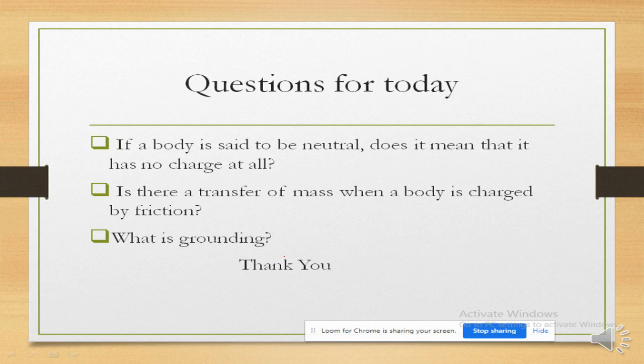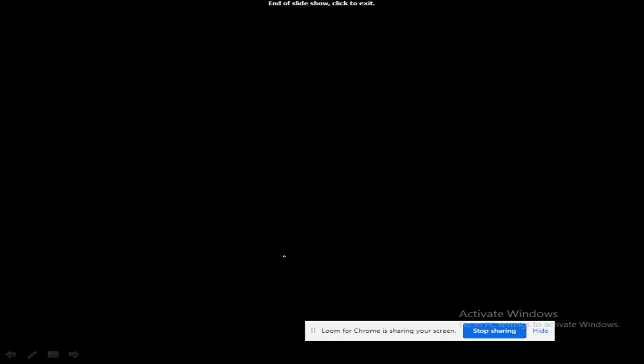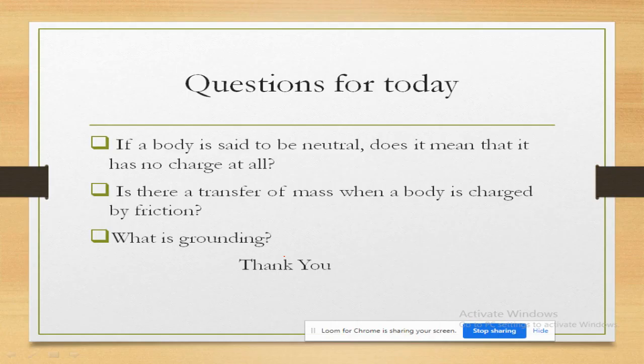Then we discussed two ways of charging a body: friction and induction. Friction is the process in which a body is charged by the transfer of electrons, and there is actual contact. But in case of induction, there is no physical contact between the two bodies. Remember this point. There is no physical contact between the two bodies while charging by induction. Also, electrons do not cross over from one body to another.